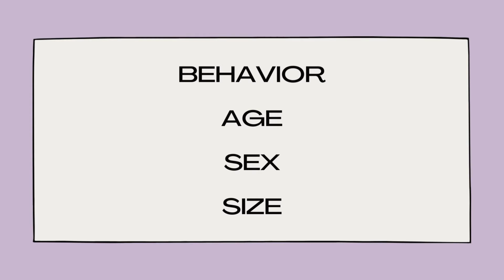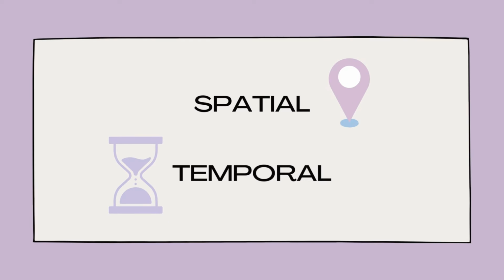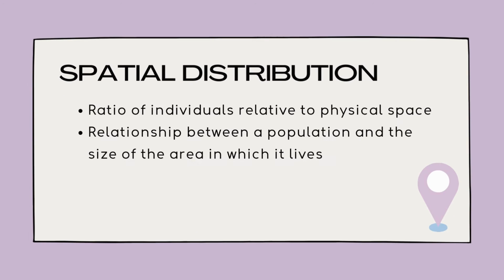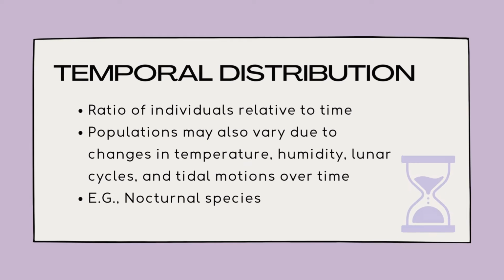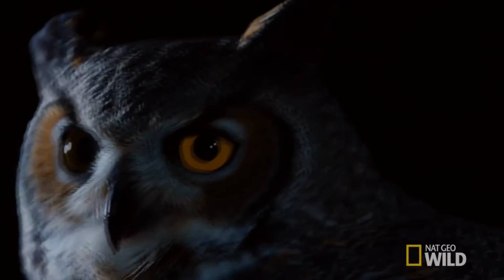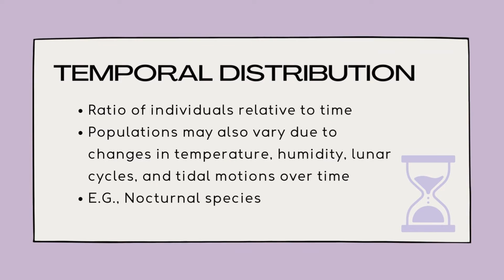Behavior of a certain population can be influenced either by spatial or temporal distribution. Population distribution denotes a spatial pattern due to dispersal of population in a given place. Here, the population's density is the ratio of individuals relative to physical space and shows the relationship between the population and the size of the area in which it lives. Temporal distribution, on the other hand, accounts for the distribution of population in relation to time. Some species, for instance, called nocturnal organisms, are more active at night. Populations may also vary due to changes in temperature, humidity, lunar cycles, and tidal motions over time.